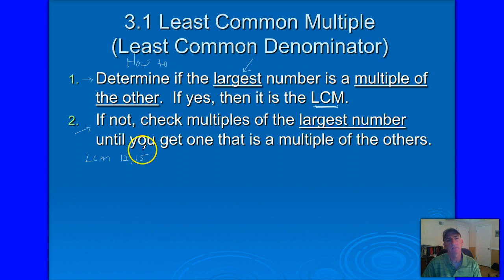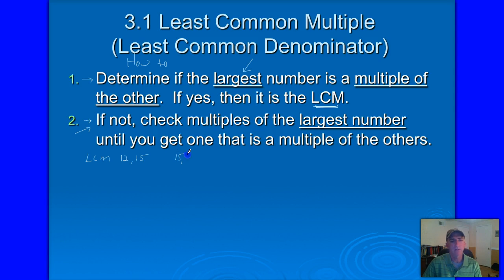Can you find a number that multiplies 12 and you get 15? Nope, you can't. All right, so that doesn't work. Unfortunately, we're going to have to move on to part 2. It says, if not, check the multiples of the largest number until you get one that is a multiple of the others. Okay, so basically what that's asking you to do is take 15 and start listing its multiples.